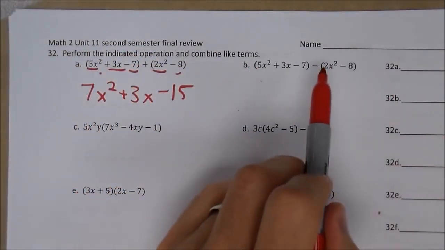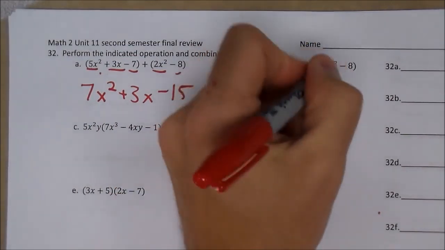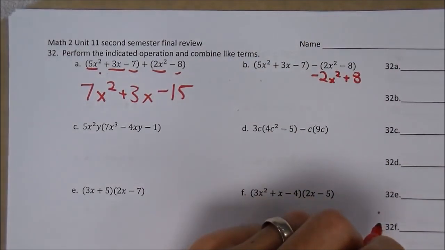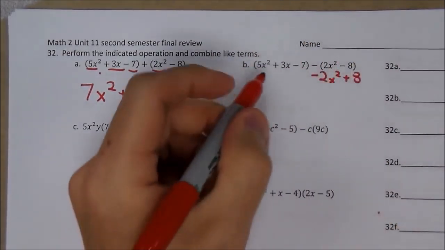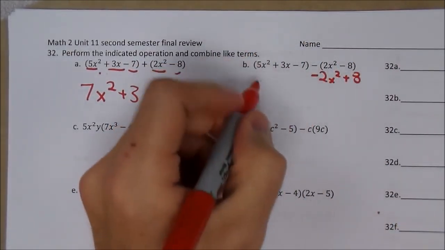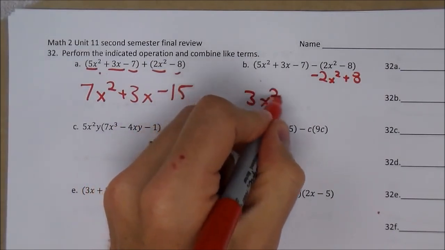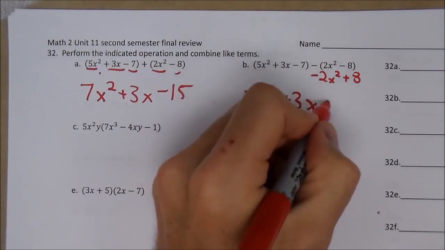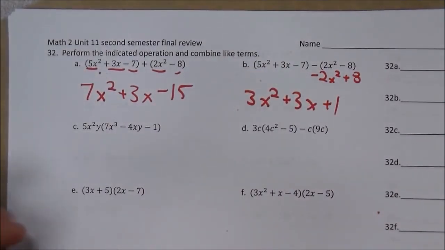Now what we have to be careful with is b, because I have this subtraction right here, and it's actually minus 2x squared plus 8, which is something we have to be careful with, that distributing out the negative. So now it's 5x squared minus 2x squared, which is 3x squared. 3x is still by itself, and then negative 7 plus 8 turns out to be 1.